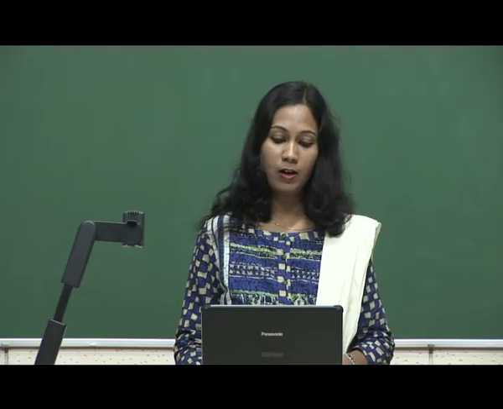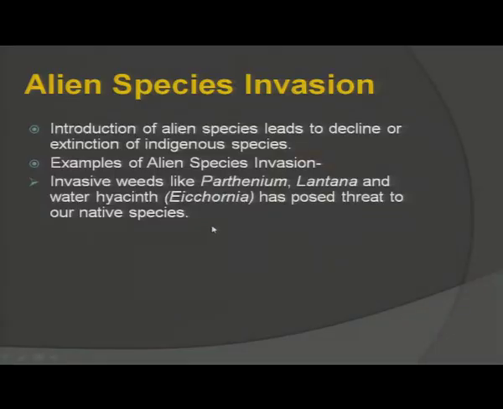For example, water hyacinth was introduced as an ornamental plant because of its mauve colored flowers. So, these weeds actually do not have any predator and they start competing with our indigenous species. Our indigenous species are unable to compete and they start showing a decline in their numbers.